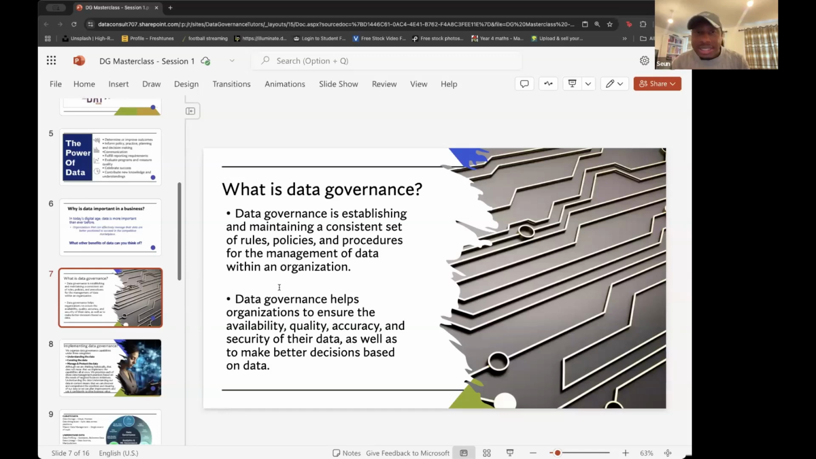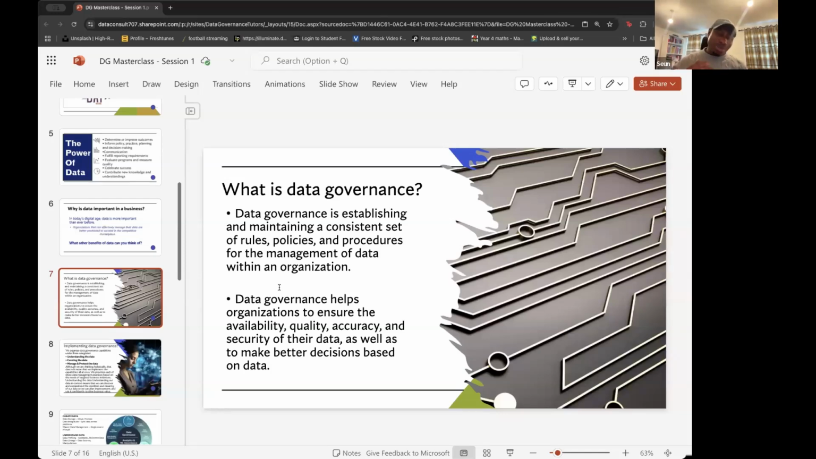Data governance is establishing and maintaining a consistent set of rules, policies and procedures for the management of data within an organization. That is what data governance is. Data governance helps organizations to ensure the availability, quality, accuracy, and security of their data assets, as well as to make decisions based on the data. That is what data governance is.